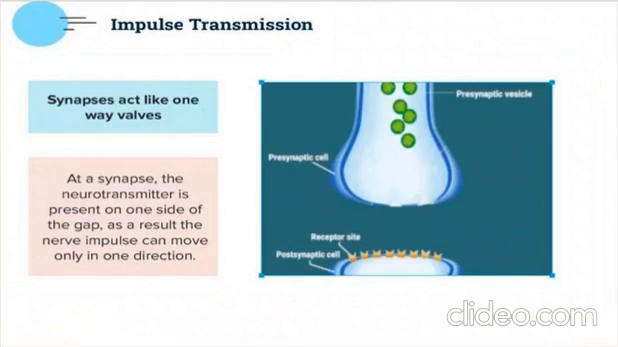Synapses act like walls. At a synapse, the neurotransmitter is present on one side only, and as a result, the nerve impulse can move only in one direction. It's not both ways, you can't go up and down. So that's why it can go in one direction, and that's why neurotransmitters are very important.